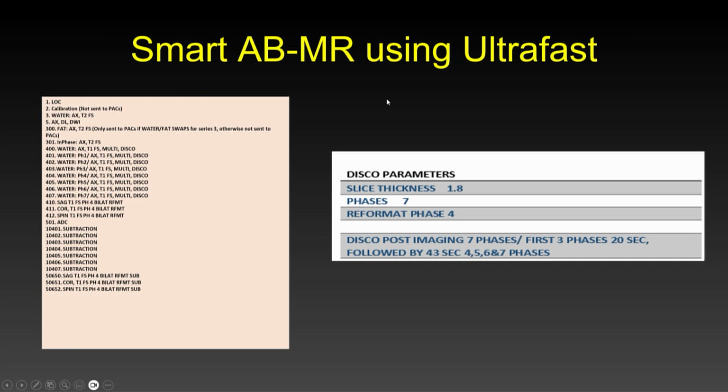So, using ultrafast, this is probably too much information from our protocols, but we do these different phases. There are 7 phases, and the first phases are only 20 seconds, and then we go up to 43 seconds on the rest of the phases.